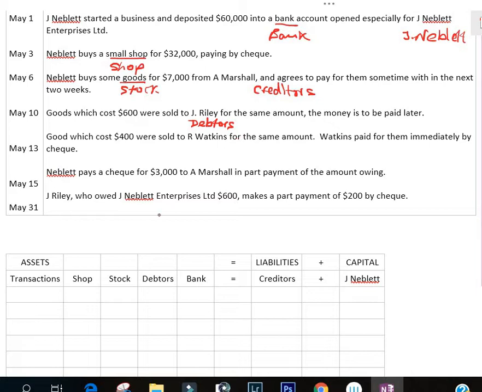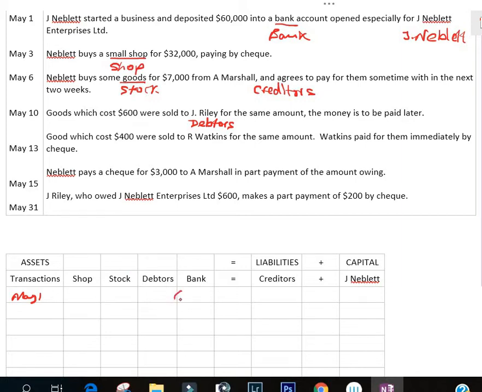Alright, so now we'll proceed to do the calculations for these transactions. Now remember, I told you we do not balance off the balance sheet every day or at every transaction, but we do that at the end of the month. But for simplicity, we're going to do it here by transaction. So the first transaction, on May 1st, he deposited money into the bank.